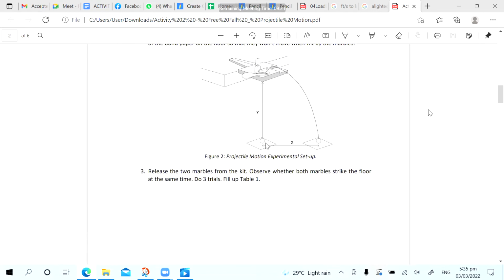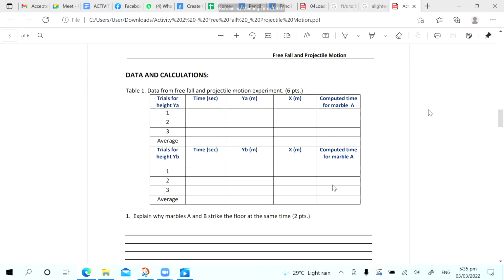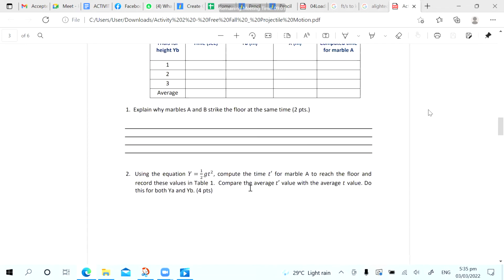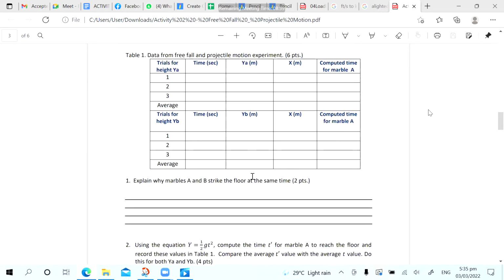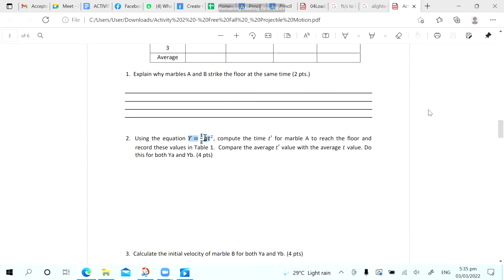So this one, mao ni inyong nakalculate na nakuha nga data along x. Okay, katong naa ay meter stick, and then katong elevation for YA and YB. So inyo na siyang ibutang dinhi. Okay, we have the table here. So sundan lang ni instruction, compute the time. Record these values in this table. Okay, 1/2 gt squared using this equation.